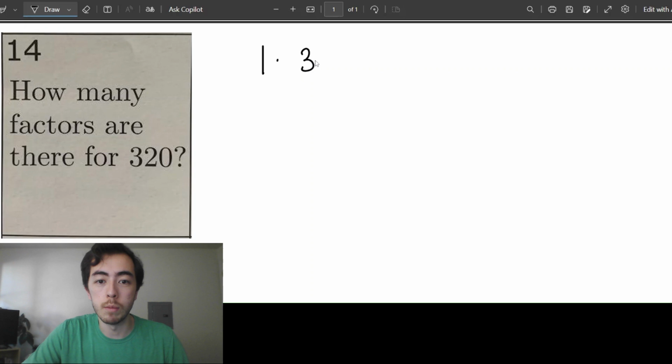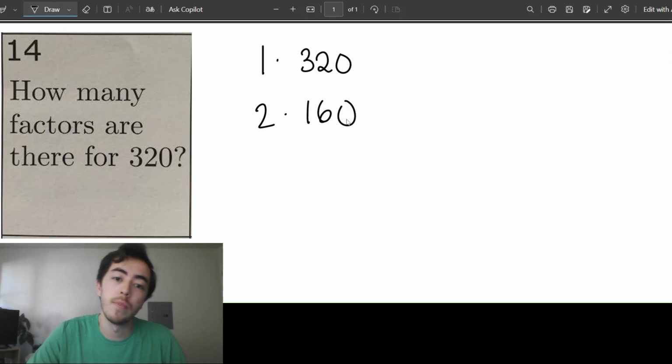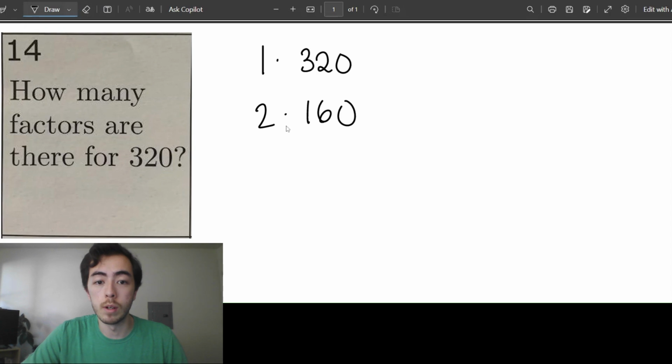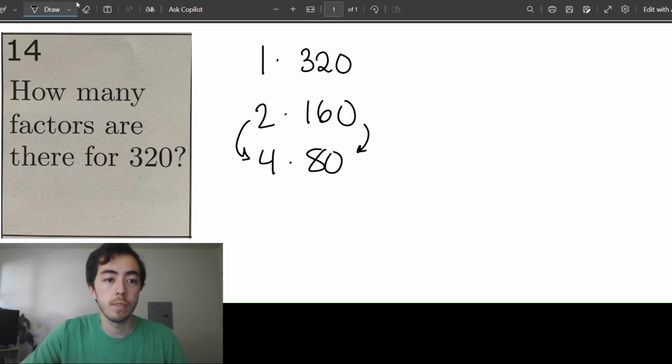Clearly, 1 times 320 is 320, so both are factors. We already went over 2 times 160. And let's just keep going. 3 times something I don't think is going to work. 3 divides 300 evenly, but then it doesn't divide 20 evenly. So the next number we're going to get is 4 times something. If I double the 4, I should have the 160, so we're going to get 80. And we could just keep going here.